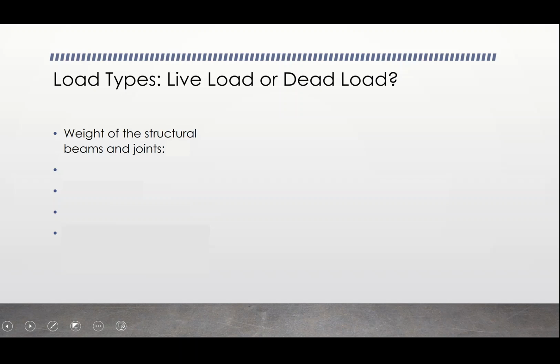So if we have the weight of the structural beams and joists, would that be a dead load or a live load? Is that part of the building, or something that's moving in and out? I'm hoping you say dead load. Okay, so the weight of structural beams and joists is going to be a given. That'll be in the design.